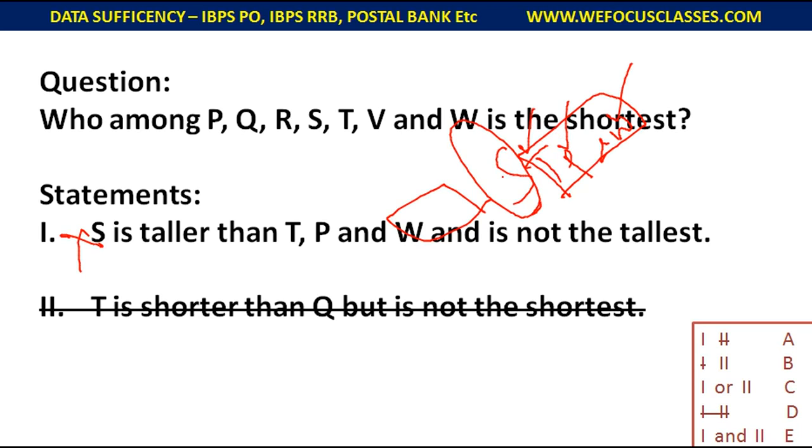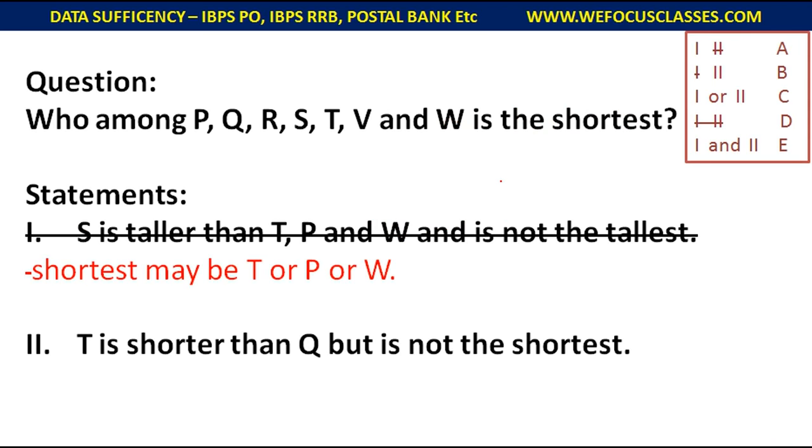Then go for the second statement. But while solving the problem by using the second statement, please ignore the first statement. In the second statement, T is shorter than Q, but is not the shortest. So T is shorter than Q, but he is not the shortest. Means only 2 comparisons are given, nothing else. Who is T, we don't know. So shortest can be anyone. So we know only one thing, that T is not the shortest. And also Q is not the shortest because he is bigger than T.